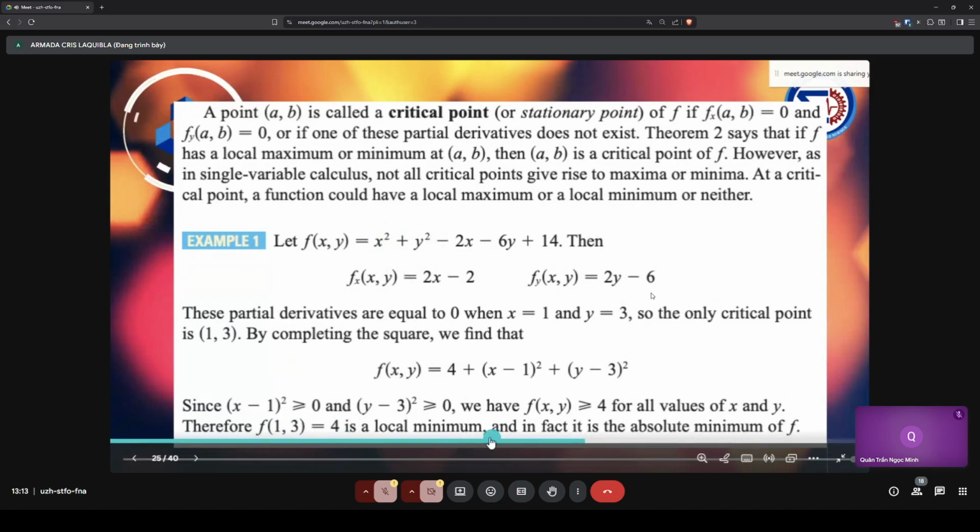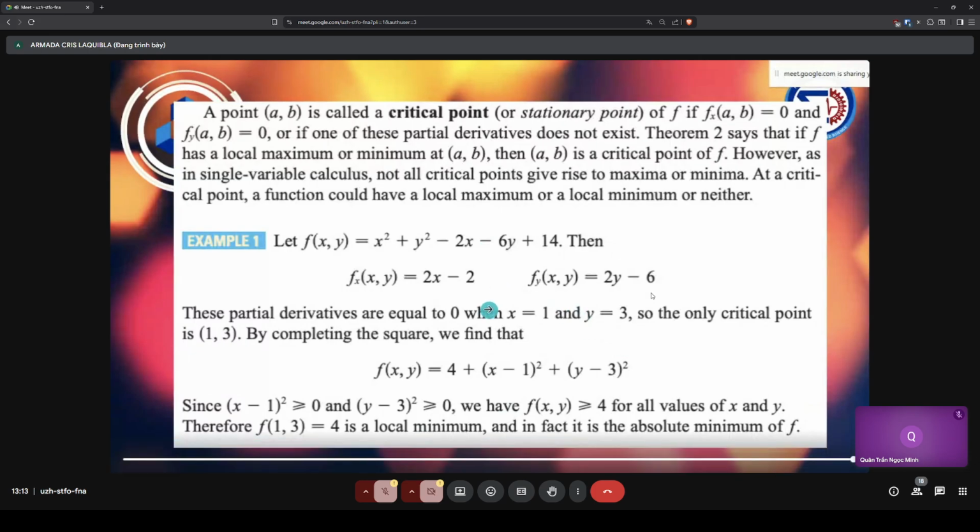And that is the minimum. So that is a local minimum. Okay? Since f of x, y is greater than or equal to 4 for all values of your x and y there. So since that is a local minimum and we only have 1 point, in fact, it is considered also the absolute minimum of f. Okay? Because we do not have any other local minimum.